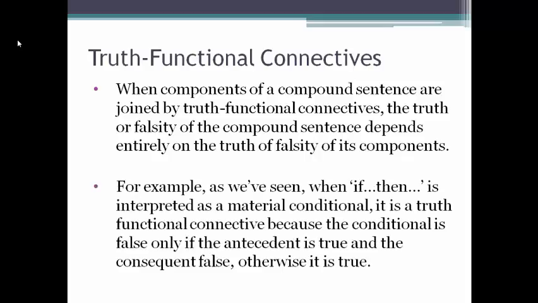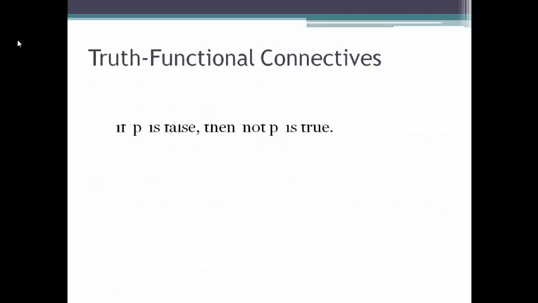So, for example, as we've seen, when if then is interpreted as a material conditional, which is how we're interpreting it in this chapter, it is a truth functional connective because the conditional is false only if the antecedent is true and the consequent false. Otherwise, the conditional is true. It's truth functional because just by knowing the truth values of the simple parts and the relationship between the connectives and the simple parts, we know the truth value for the sentence.